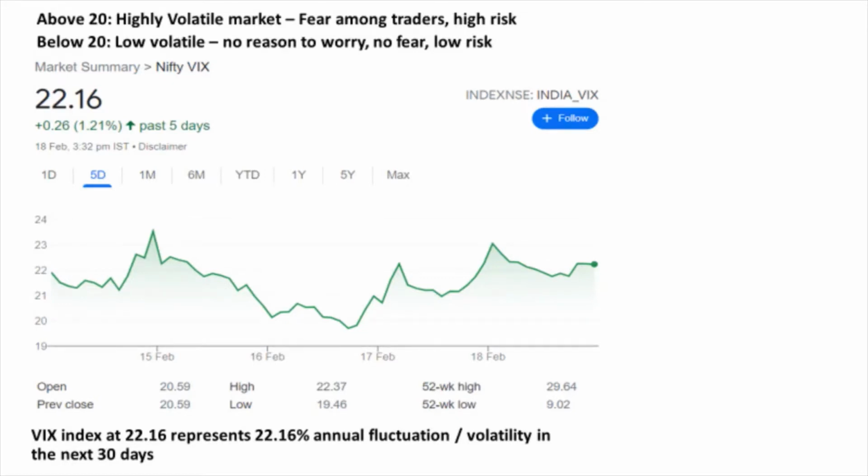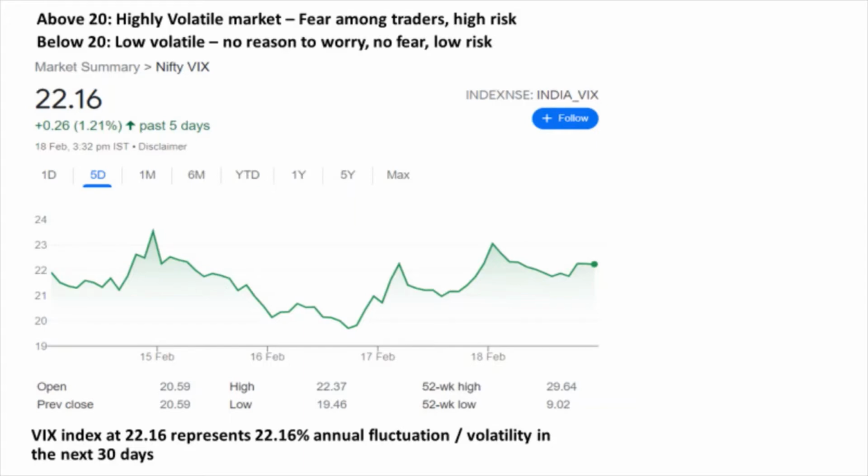So currently we can see the VIX index is at 22.16. Now how to interpret this 22.16? So let me tell you, 22.16 is telling us that there could be annual or yearly fluctuation or volatility in the Nifty 50 by 22.16%, which means the Nifty can either go up or fall down by 22.16% annually. Okay, so this number gives us the magnitude of the volatility. It does not give us the direction.